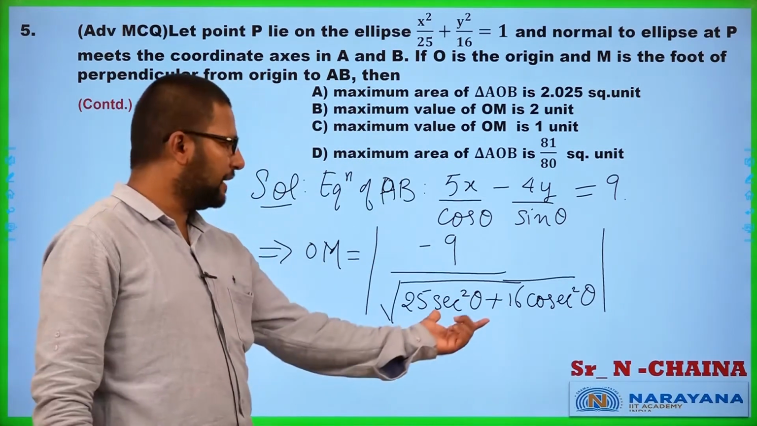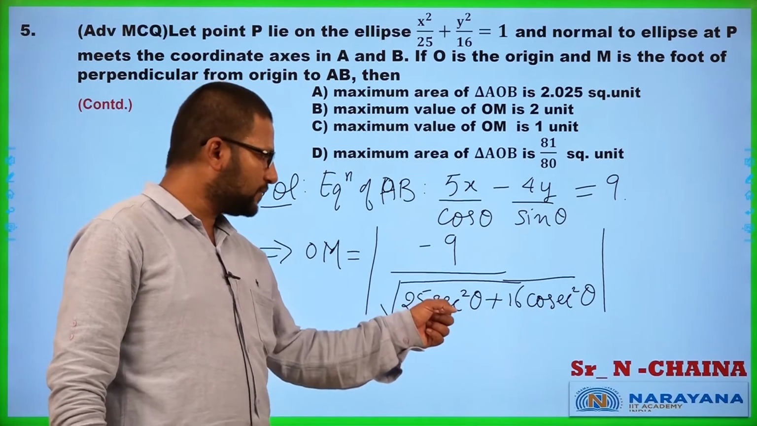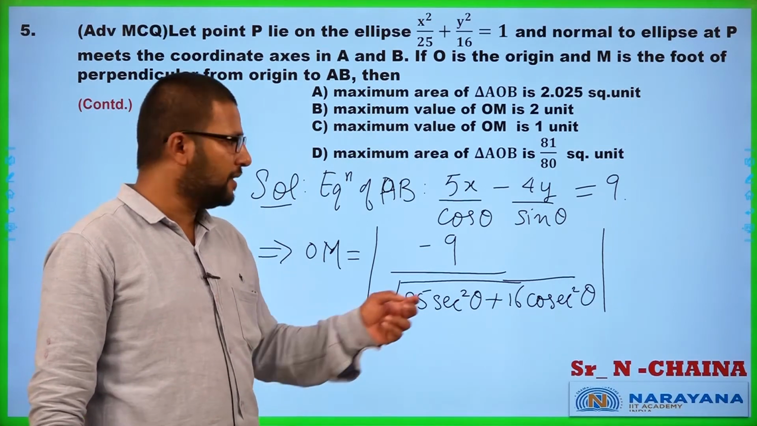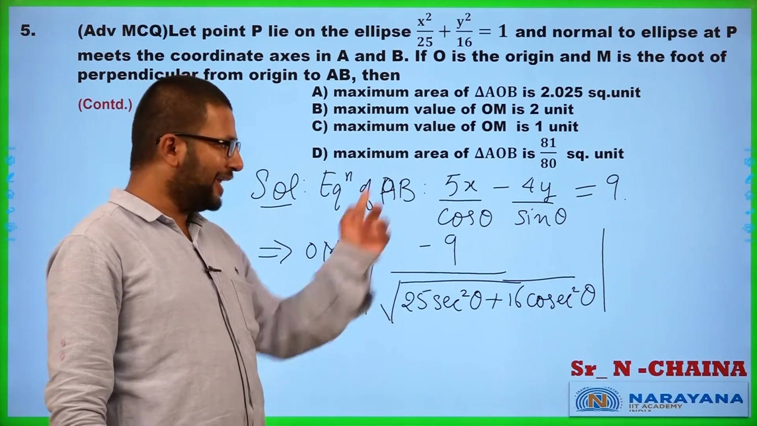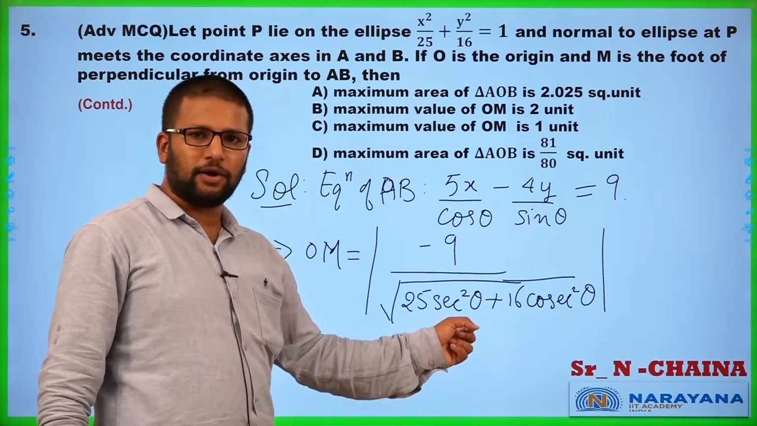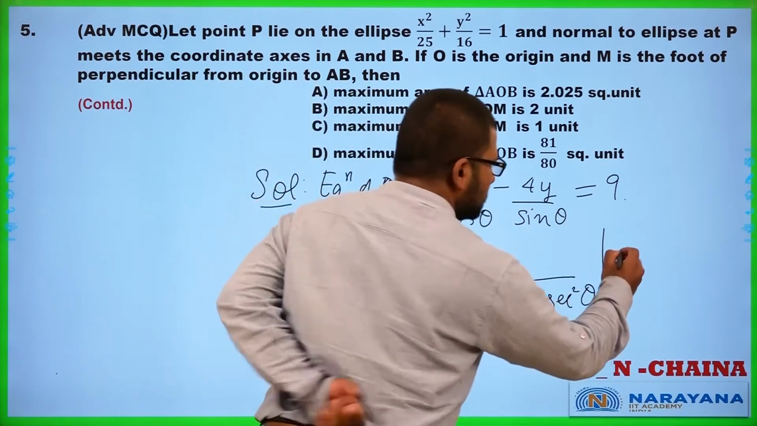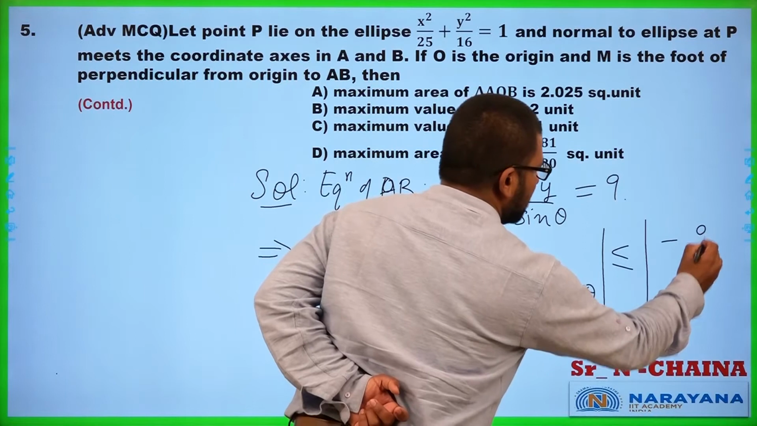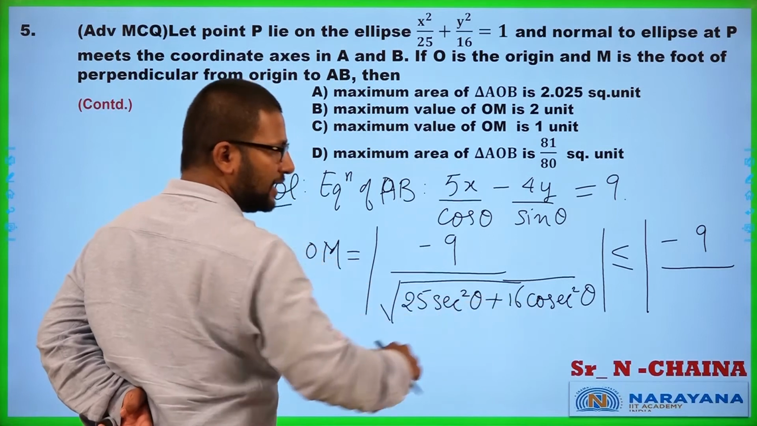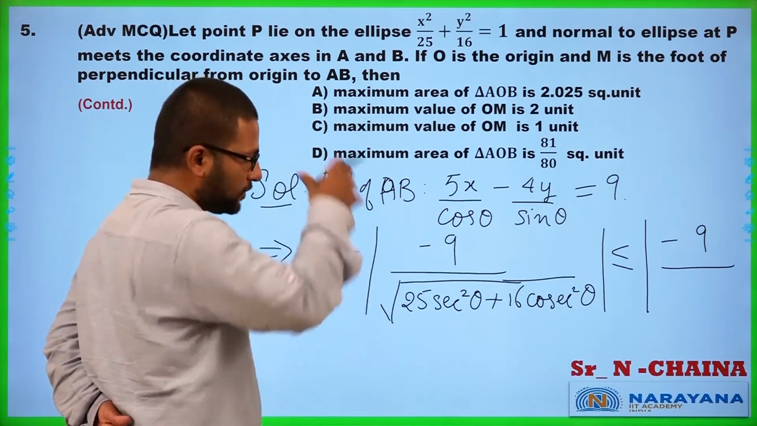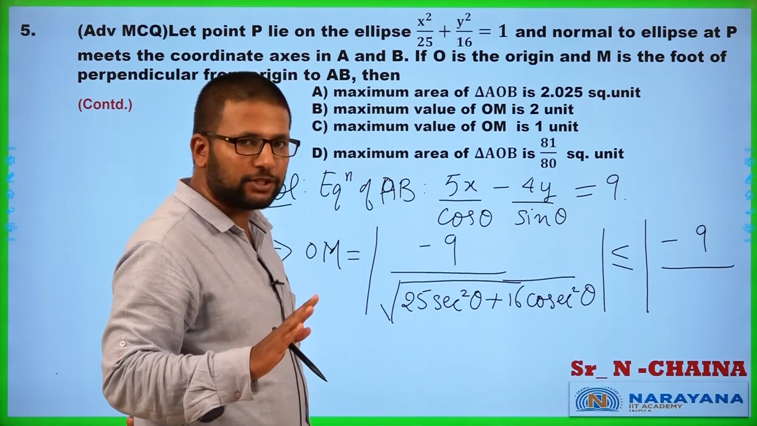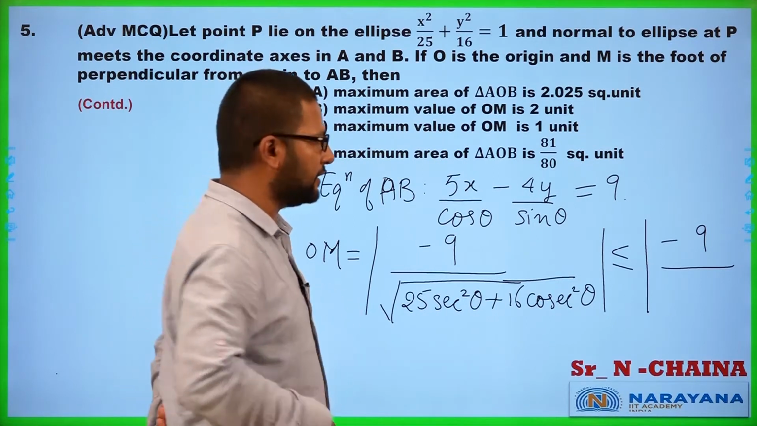Now I hope you are comfortable, we have already used this identity. a square sec square theta plus b square cosec square theta is greater than or equal to a plus b the whole square, but it is in the denominator. So the expression will be less than or equal to whatever value we substitute in the denominator. So be very careful here. We know this would be less than or equal to mod of minus 9 upon a square sec square theta plus b square cosec square theta replaced with, pardon me, not a square plus b square, but a plus b the whole square.